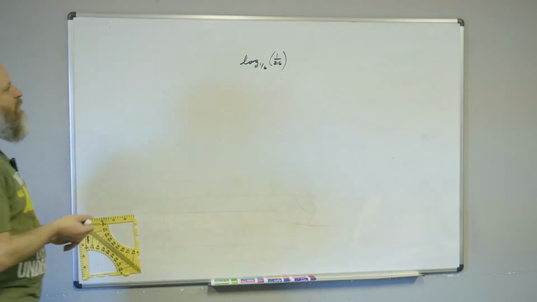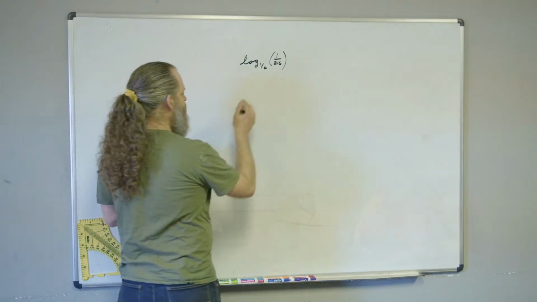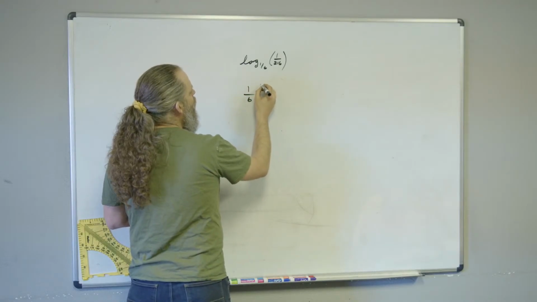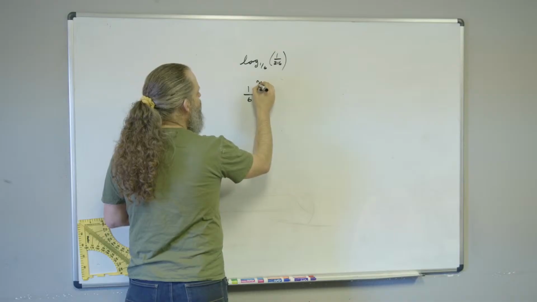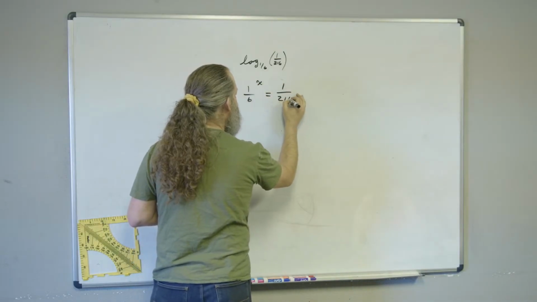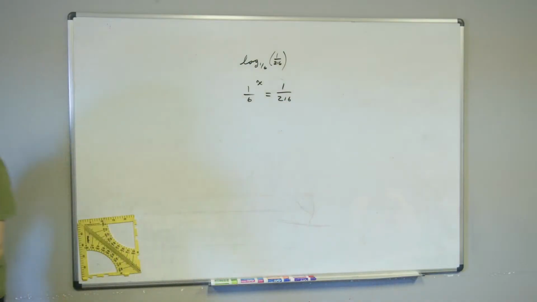We can change it to exponential form, which sounds great. 1/6 to the x equals 1/216. Great. So 1/6 to the what equals 1/216.